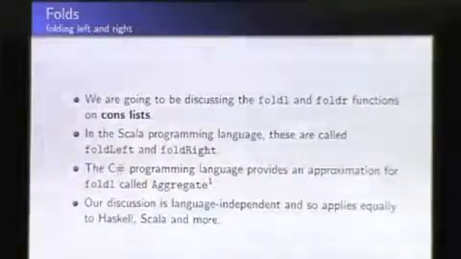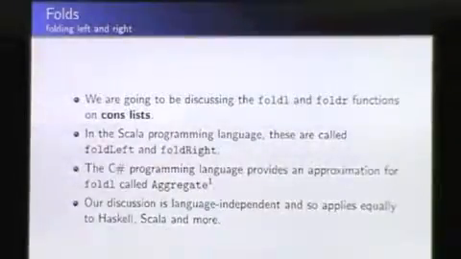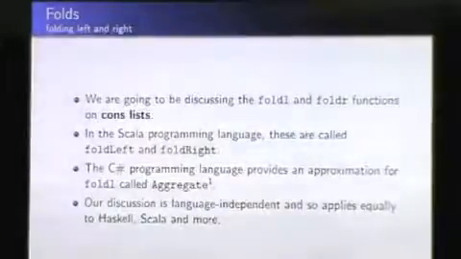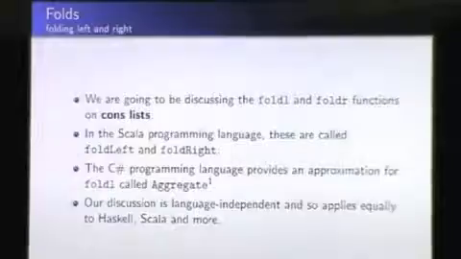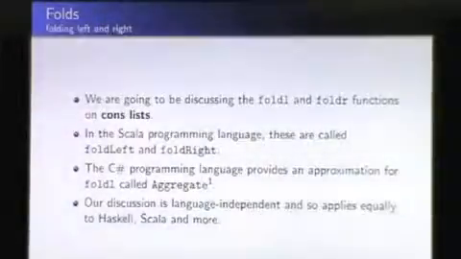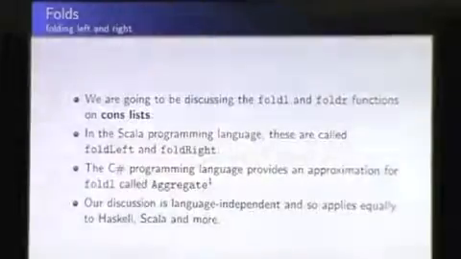Okay, so any C# programmers, by the way? Have you heard of Aggregate? The Aggregate function is roughly fold left. And by roughly I mean, I'm asking for permission for a get out if you try to make them equivalent and it turns out that's not the case. So it's an approximation for fold left. There is no fold right for Enumerable in C#.